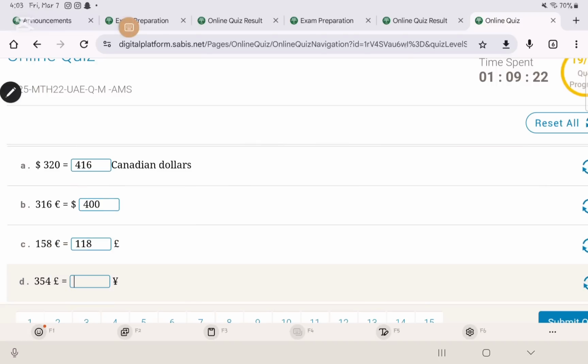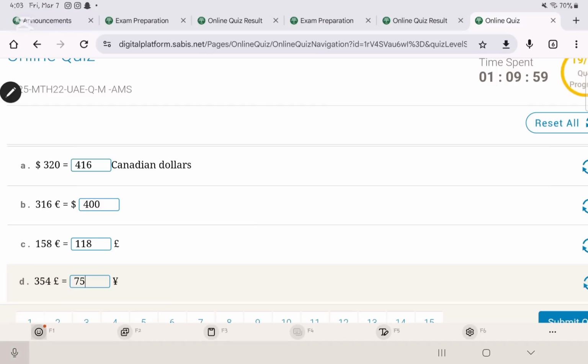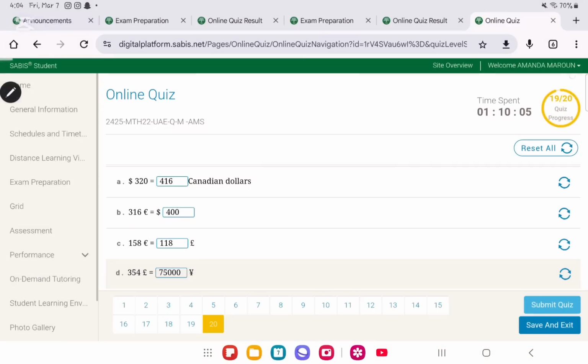We move on to the last question. They are changing from British pounds into Japanese yen. Very simply, we take 354 pounds divided by its value in dollars, which is 0.59. We get $600. Now $600, we change it into yen by multiplying by its value in dollars, so times 125, and you will get 75,000 yen. So very simply, the answer is 75,000 yen. Let's submit.